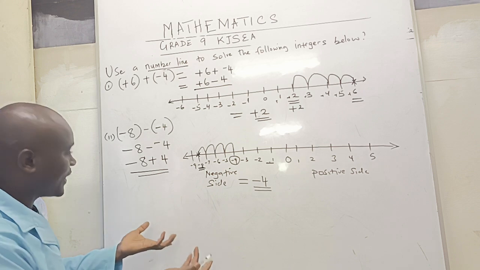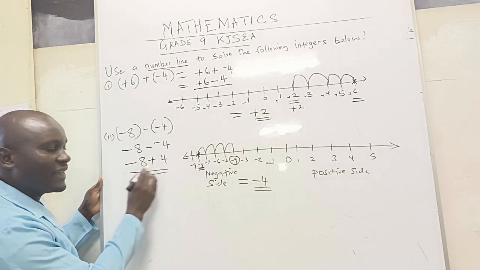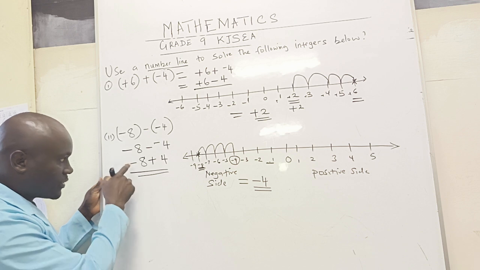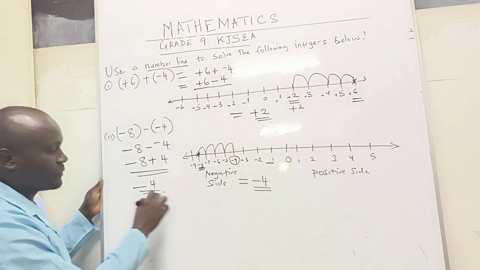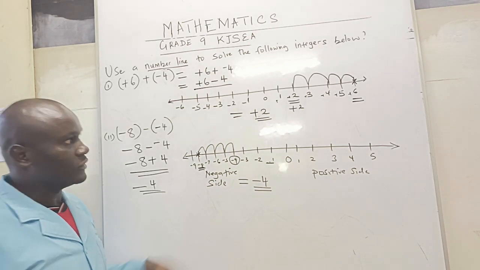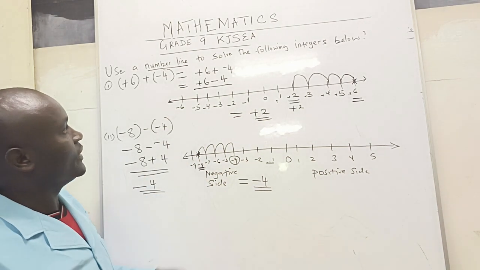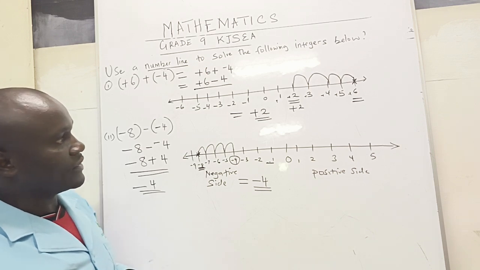If you do it practically, look at these two numbers. Which one is the bigger number between 8 and 4? 8. So it has which side? Negative. Then say 8 minus 4 gives us 4. Because if you do it practically, you get the answer as negative 4. So this is what you call integers. So use those signs and you'll be able to get the answer.